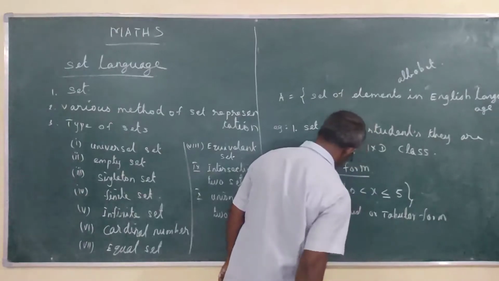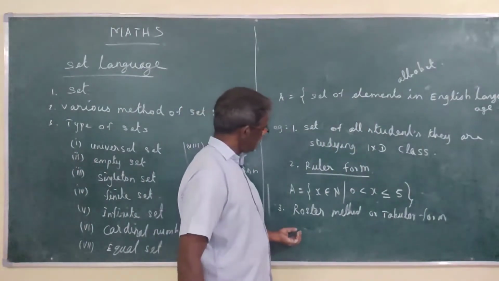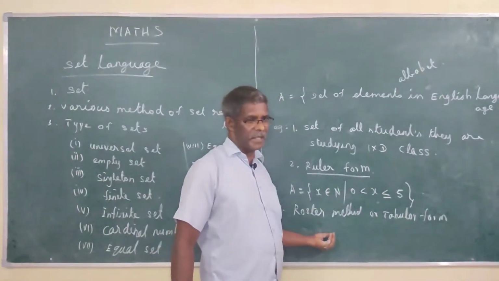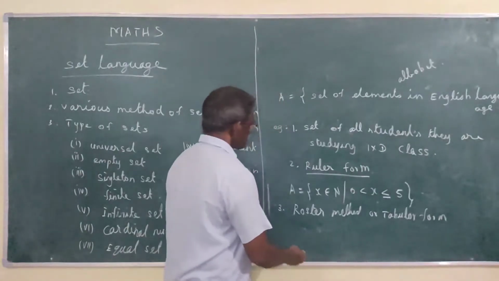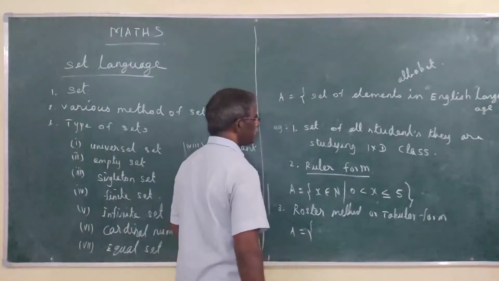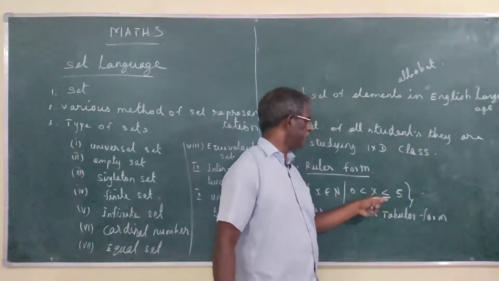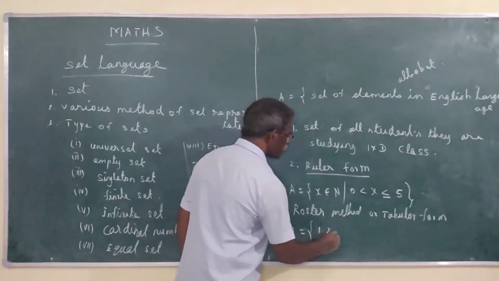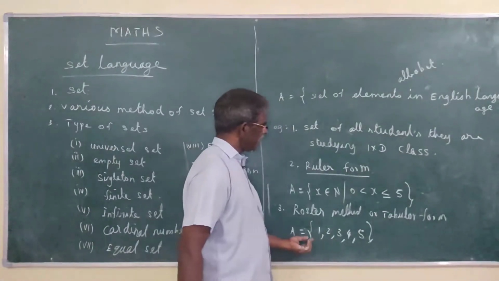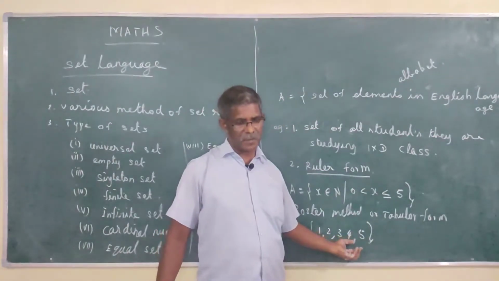Or tabular method. In this method, we write the elements inside the set one by one using commas. For example, set A is equal to {1, 2, 3, 4, 5}. In this roster form, what are the elements inside the set? 1, 2, 3, 4, 5. If you write like this, this method is called the tabular method or roster method.